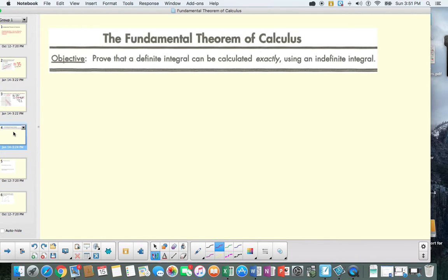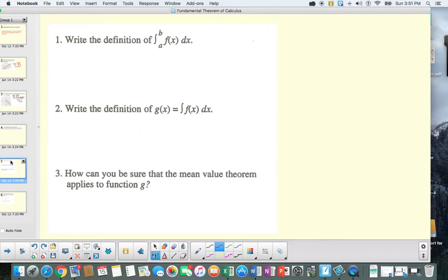Okay, so we want to prove that a definite integral can be calculated exactly using an indefinite integral. We want to write the definition of this integral, and that definition is this. It represents the limit as n approaches infinity of the summation of i equal to 1 to n of f of c sub i times delta x, so the sum of all the rectangles. This is called net area.